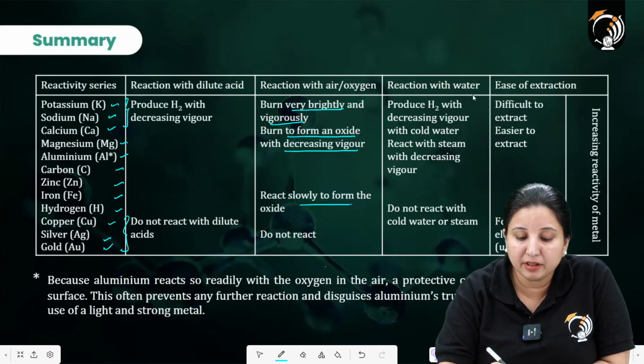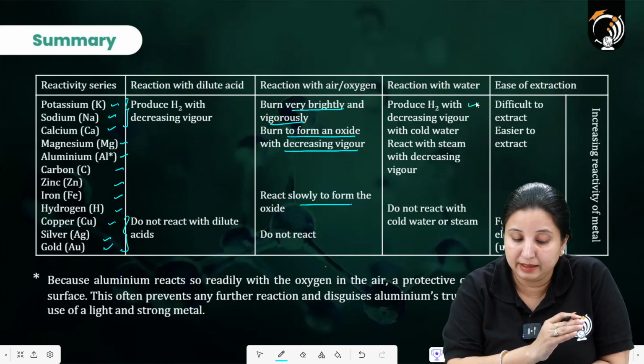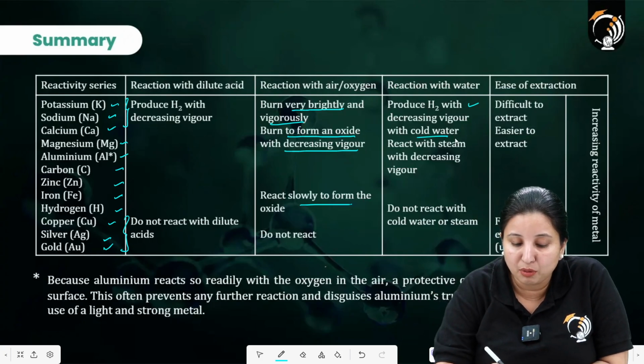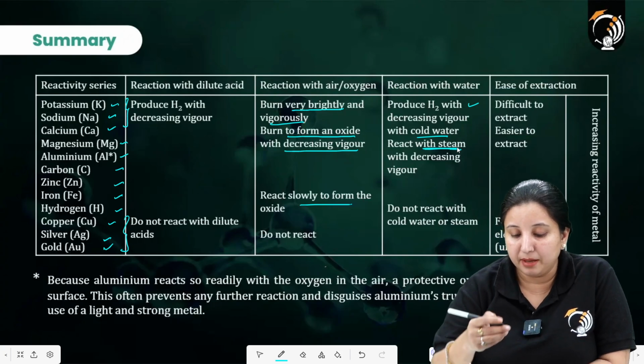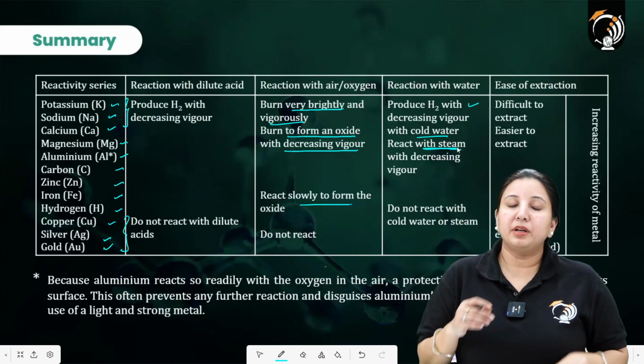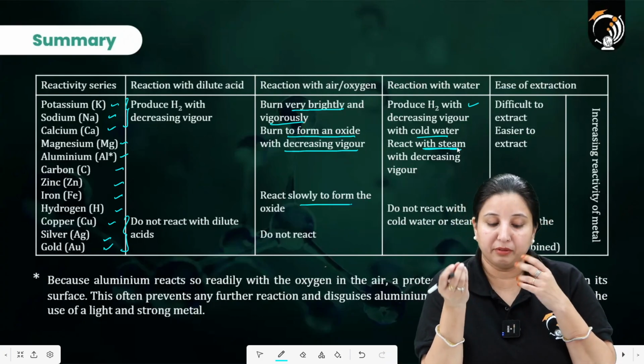Similarly, in the case of the reaction with water, the highly reactive ones produce hydrogen gas, and slowly moving down, they do not react with cold water, but they react with steam in a decreasing manner. And moving completely down, they do not react even with cold water or with steam.